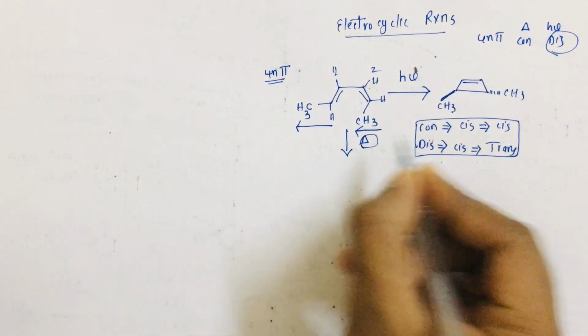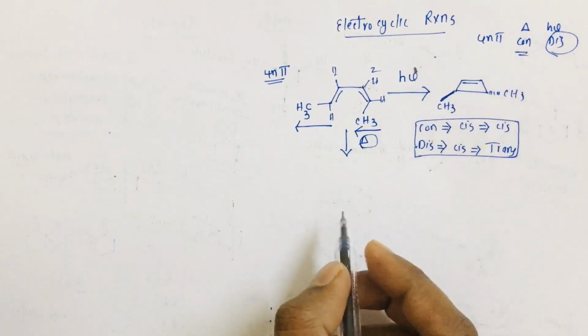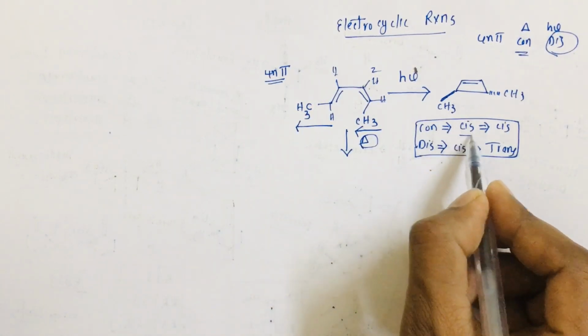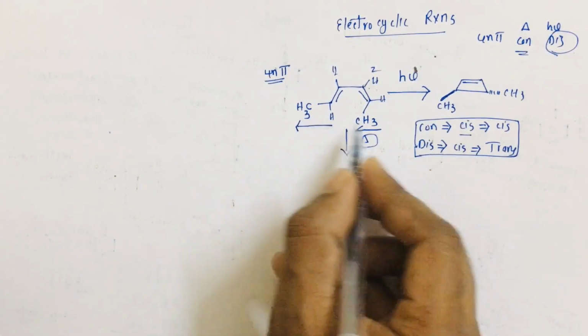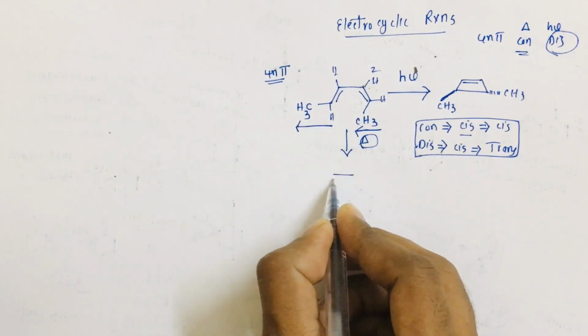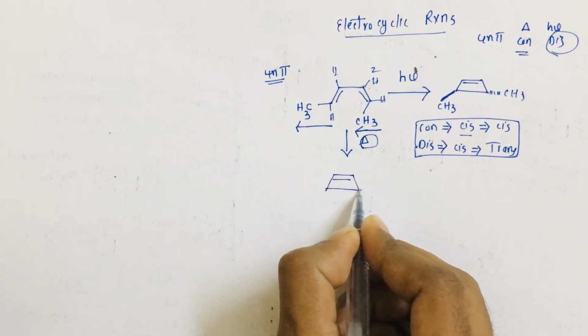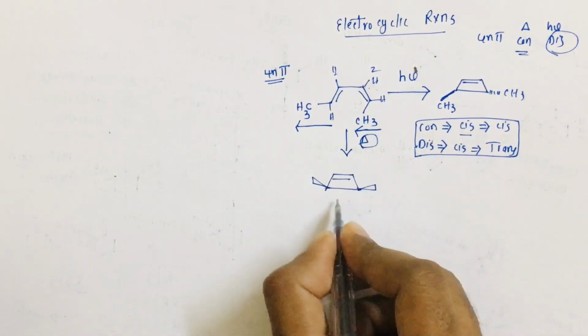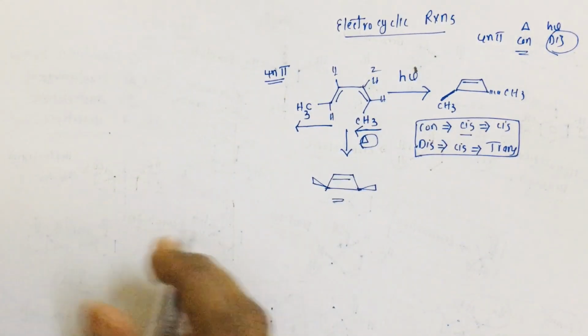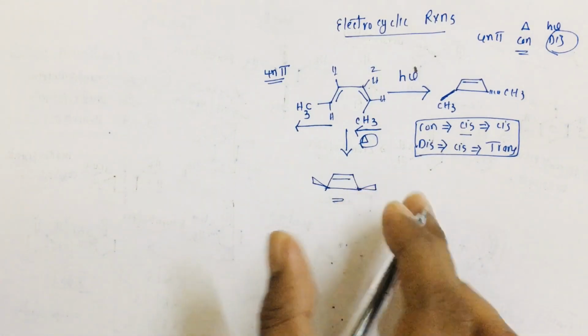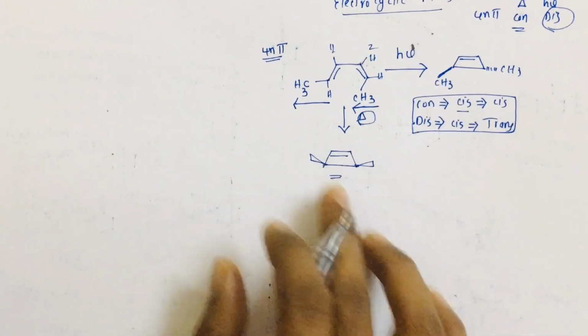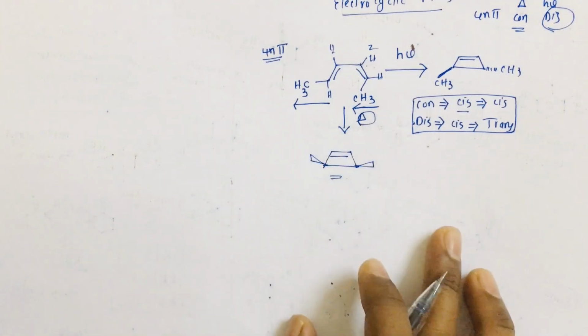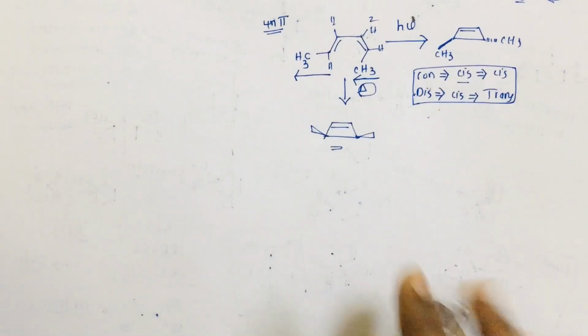And on a thermal condition, we have a con rotation. Con rotation means cis remains cis, and these two are in the same direction. Now this can be either above the plane or below the plane, any one we can choose. So this is the product. I hope it's clear, and if it's not clear yet, we are going to solve this kind of problems, so it will be clear.